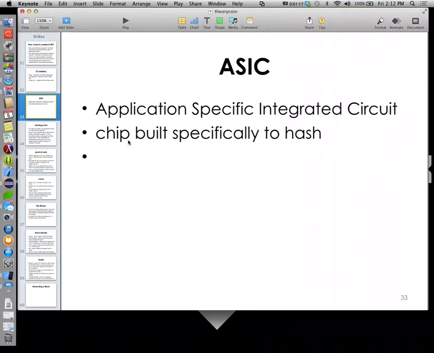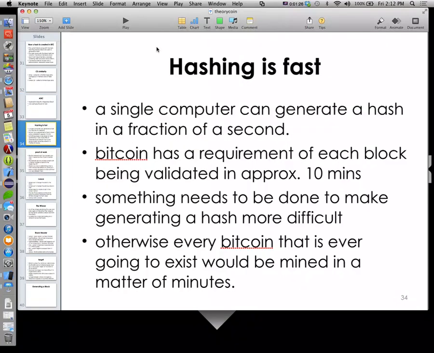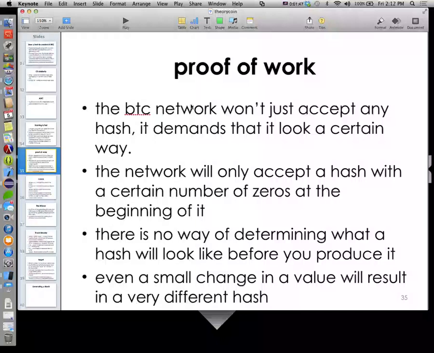We already talked a little bit about application-specific integrated circuits. So these are computer chips specifically designed for mining Bitcoin or mining any sort of coin. We talked about hashing being fast. Bitcoin has a requirement that each block is validated in approximately 10 minutes. So if blocks start being done quicker than that, we need some way of making it more difficult. Otherwise, every Bitcoin that would ever exist would be mined in a matter of minutes. So we have something called proof of work for Bitcoins. And actually, this is for any cryptocurrency based on the SHA-256 algorithm.